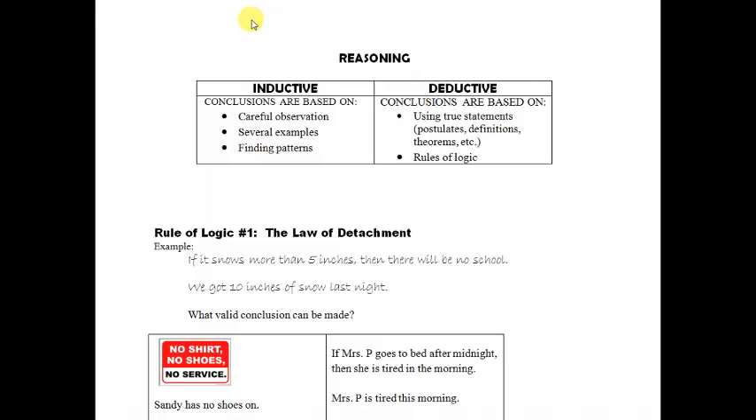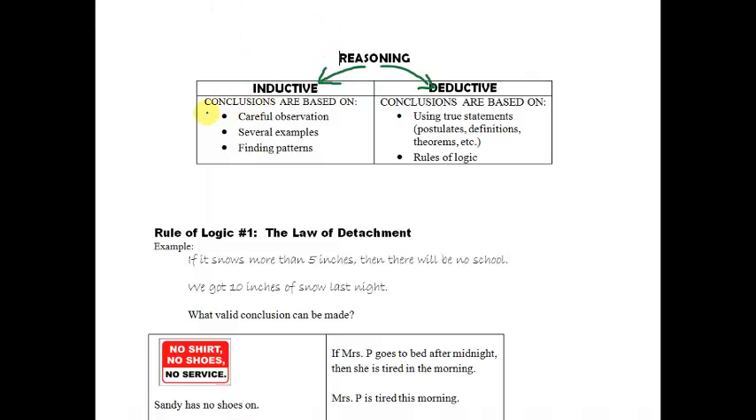Hey, now that you've had a chance to work with those different types of conditional statements, it's time to go back to our reasoning. If you remember from lesson 1, we had reasoning called inductive reasoning. That's the first type of reasoning that we looked at. Today we're going to look at a second type called deductive reasoning. So let's go back to inductive reasoning and review that.